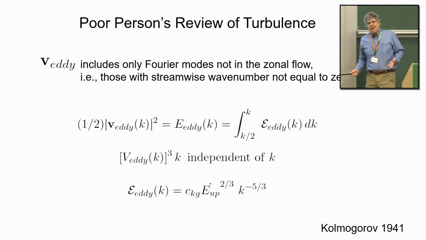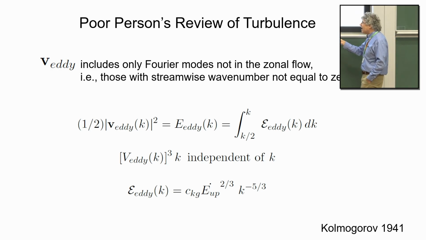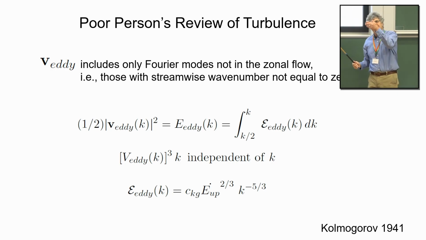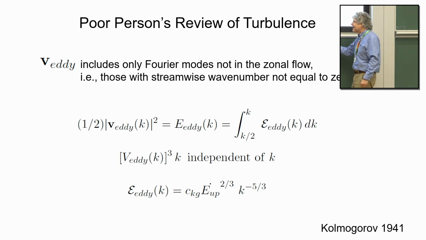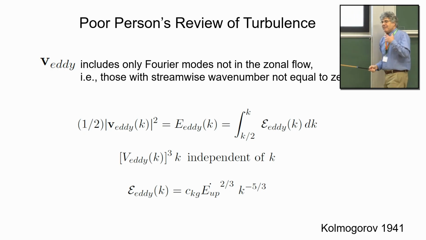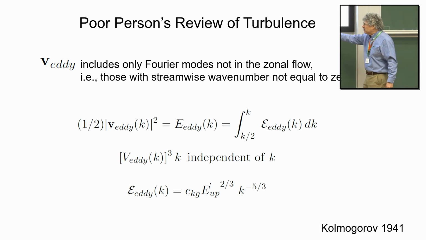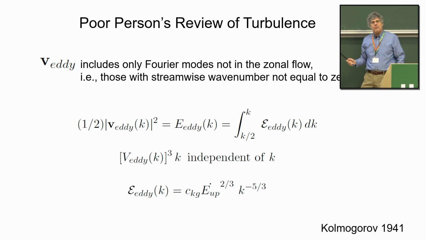The idea of Kolmogorov 41, no matter how you slice it and want to dress it up, is really a kind of scaling argument that says that the rate of kinetic energy going to either larger scales or smaller scales is independent of k over some wave number, and therefore the rate that you're transporting that energy is V eddy cubed times k. And the idea is, if that's independent of k, and for this differential energy spectrum to make sense, then you've got to have a k to the minus 5/3 power.